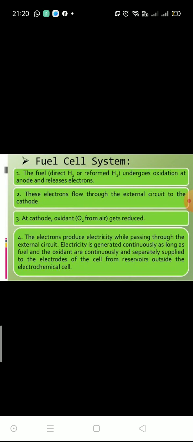The electrons produce electricity while passing through the external circuit. Electricity is generated continuously as long as fuel and oxidant are continuously and separately supplied to the electrodes of the cell from reservoirs outside the electrochemical cell. So as long as fuel is supplied, it is producing electricity.